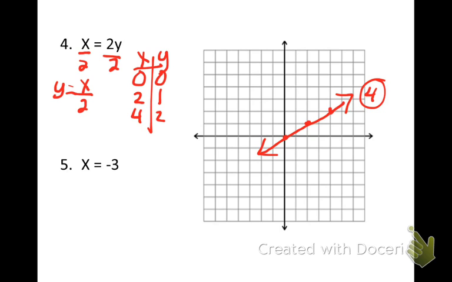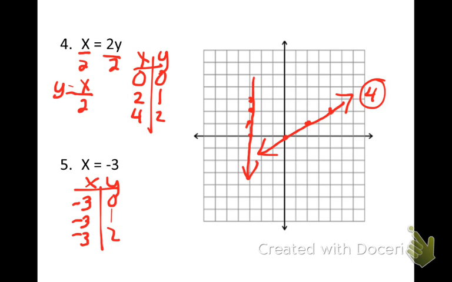Here's one of those special ones. What kind of line is x equals negative 3? Well, hopefully you remember, but if not, you can again make your xy table. Put negative 3 in here. It doesn't matter what y is, 0, 1, 2, so x is always going to be negative 3. So it's going to be anything right here. What kind of line is it? A vertical line. So it'll be a vertical line like that, that would be number 5.